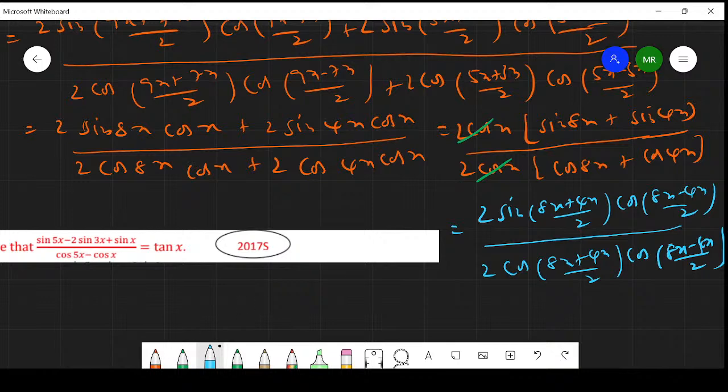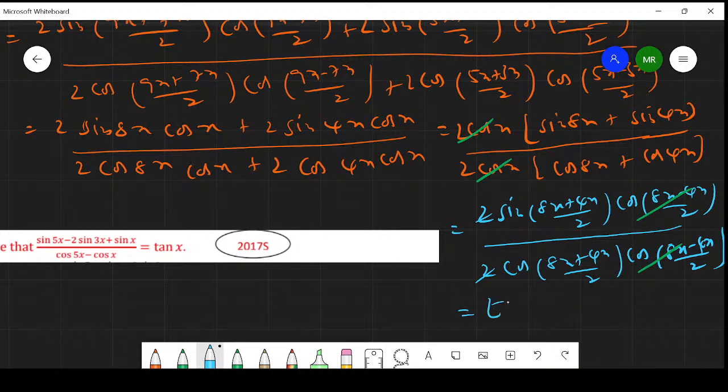Now I can eliminate this one. These two are the same, so I can eliminate them. The final answer after elimination is, the 2 also I can eliminate. Sin by cos, this is tan. Both angles are the same.